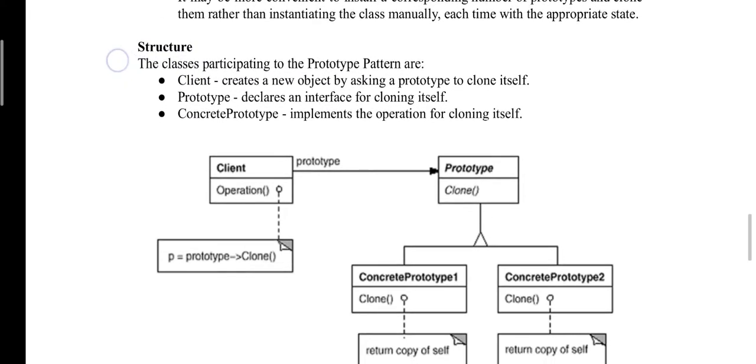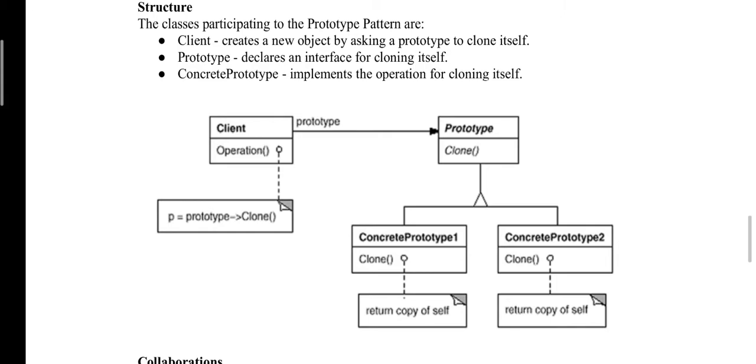Now what is the structure of the prototype creational design pattern? This is the structure, in which these classes participate. The first one is the client, which creates a new object by asking the prototype to clone itself. Then the next class is the prototype, which declares an interface for cloning itself.